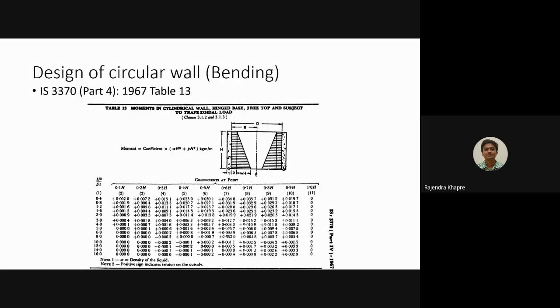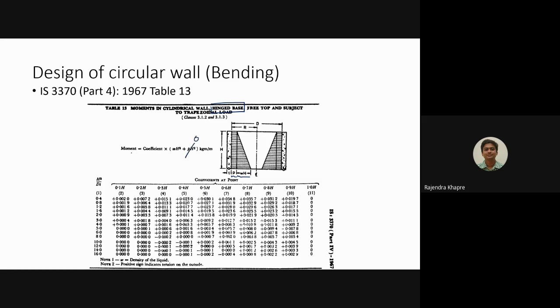Now let us quickly see the bending. Again for the bending we have to use IS 3370 part 4, and this time we will be using table number 13, because table 13 gives you the coefficients for a cylindrical wall which is hinged at the base, free at the top, and subjected to trapezoidal loading. This is the triangular load and P is the constant load, so it becomes trapezoidal. In our case this trapezoidal load is not there.